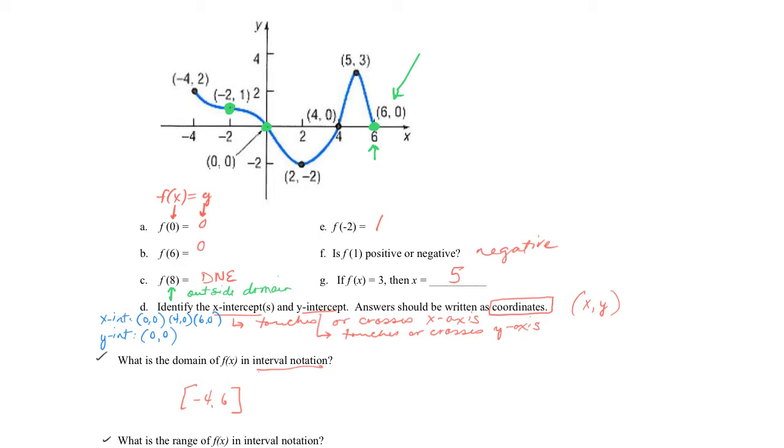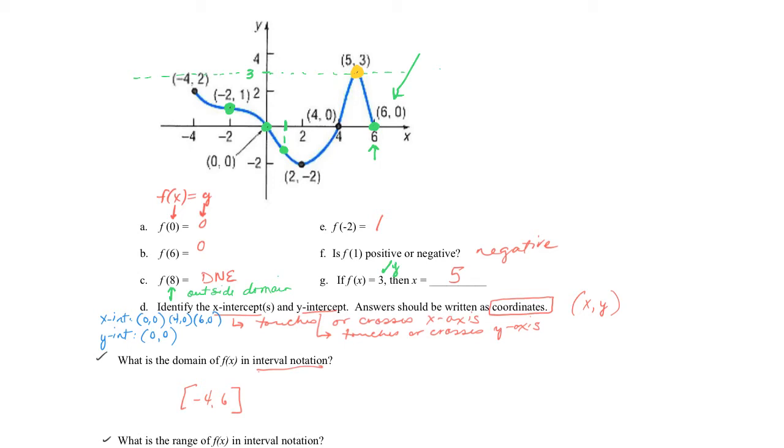Is f of 1 positive or negative? So when x is 1, which would be about right here, I can see that the point on the graph is around here, somewhere around -1, -1.2, and they just want to know is it positive or negative, and obviously the y value would be negative. And then if f of x equals 3, so what I'm asking now is when y is equal to 3, what's the x value associated with it? Well, the easiest way to do that is to find where y is equal to 3, and I usually just draw a dotted line across and figure out where I intersect the graph. Well, you can see you intersect the graph here, okay, and so the associated x value is 5.